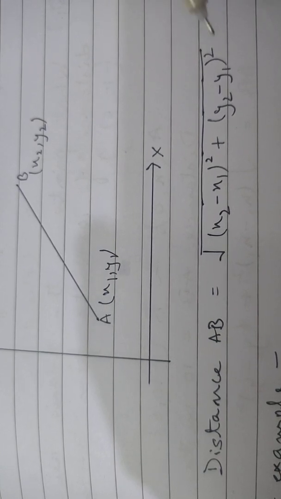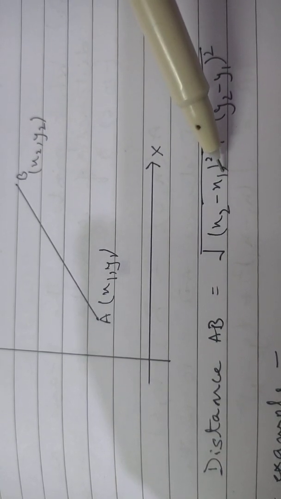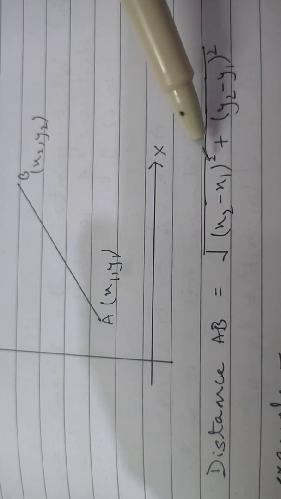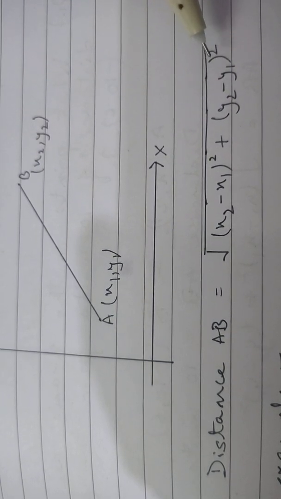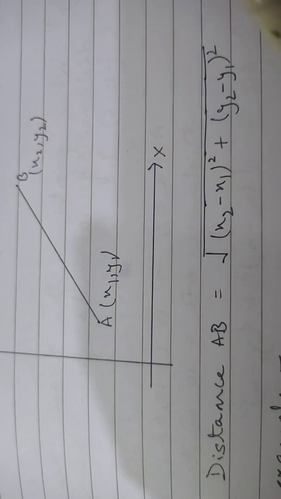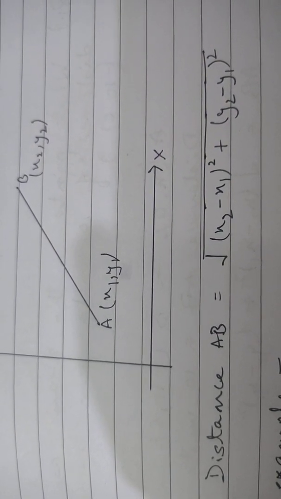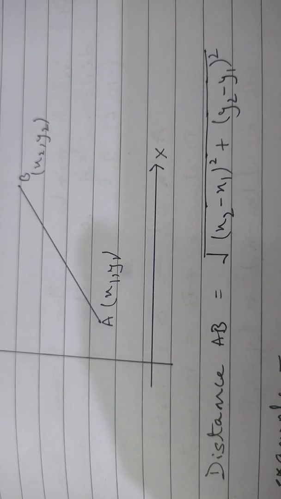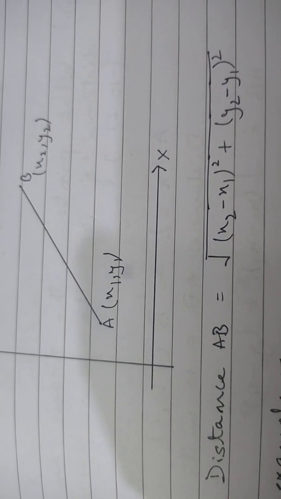Now this shows that we are going to take the difference of the two abscissas that we have for the two different points, square it up, plus then we are going to take the difference of the two ordinates, square it up, and the entire value will be under the root sign. Let's see how this particular formula works in an example.